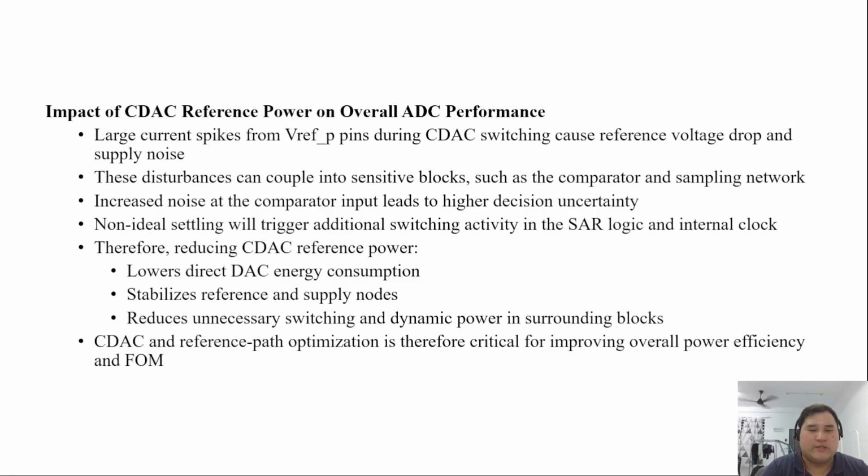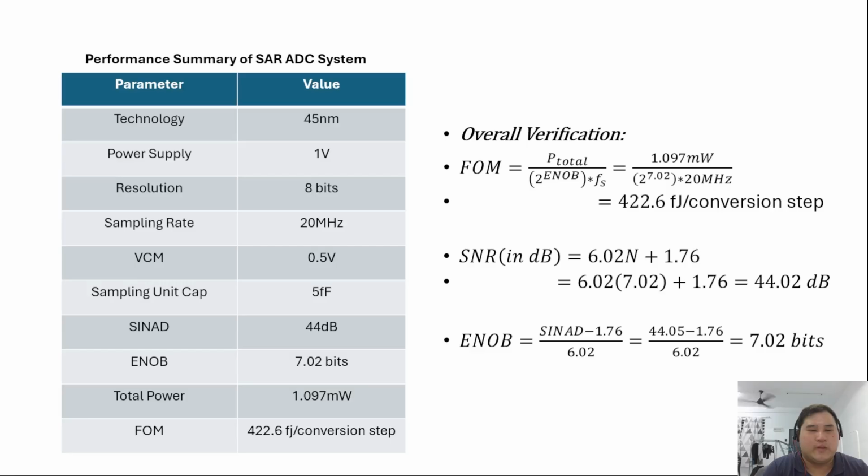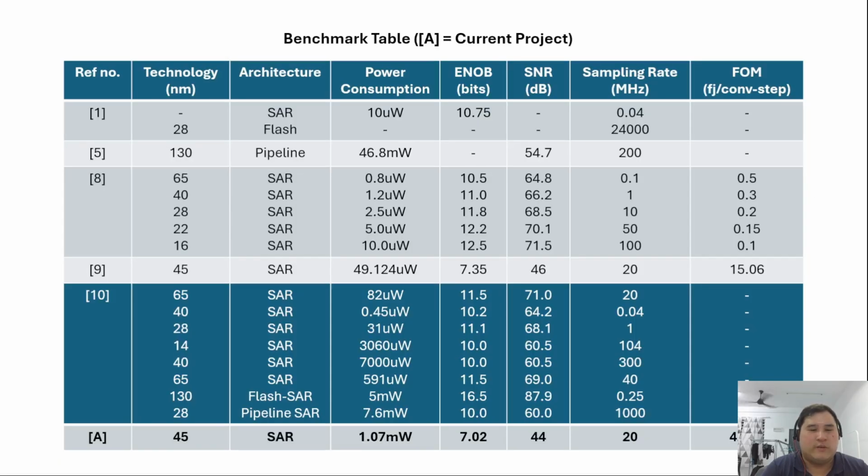Therefore, reducing capacitive DAC reference power will not only lower direct energy consumption, but also stabilize the reference and supply nodes and reduce unnecessary switching and dynamic power in surrounding blocks. Capacitive DAC and reference path optimization is therefore critical for improving overall power efficiency and figure of merit. This is a performance summary of the SAR ADC system and its corresponding overall verification. This is a benchmark table of the project.